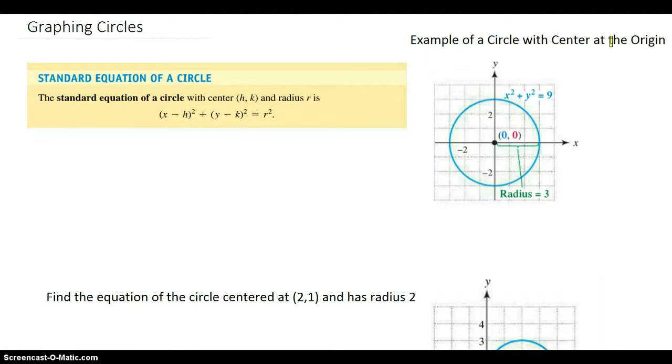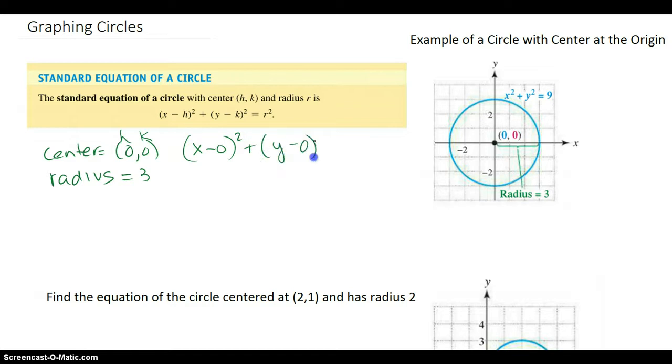An example of a circle centered at the origin, for example, this one, has radius 3. So the equation would be x squared plus y squared equals 9. That would make sense because the center is (0, 0) and the radius is 3. If you plug this into the formula, the h is 0 and the k is 0 and the radius is 3. So you would get x squared plus y squared equals 9.